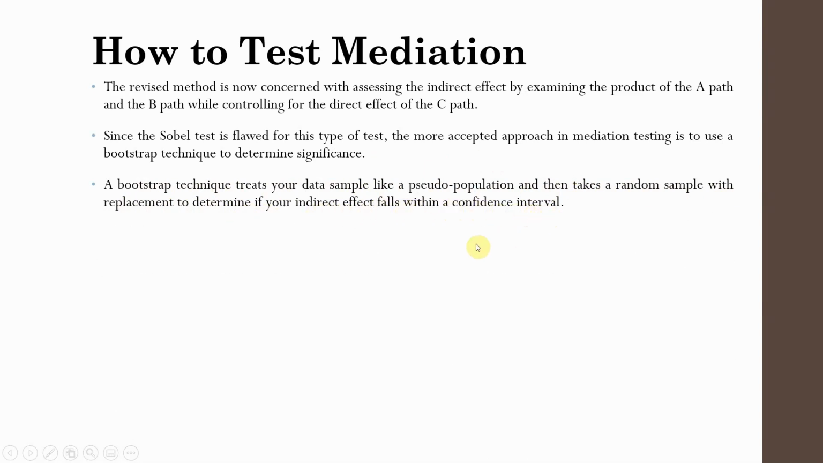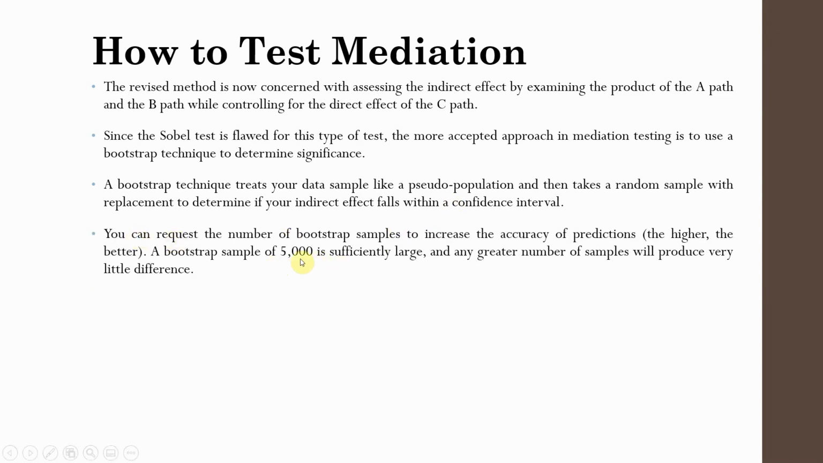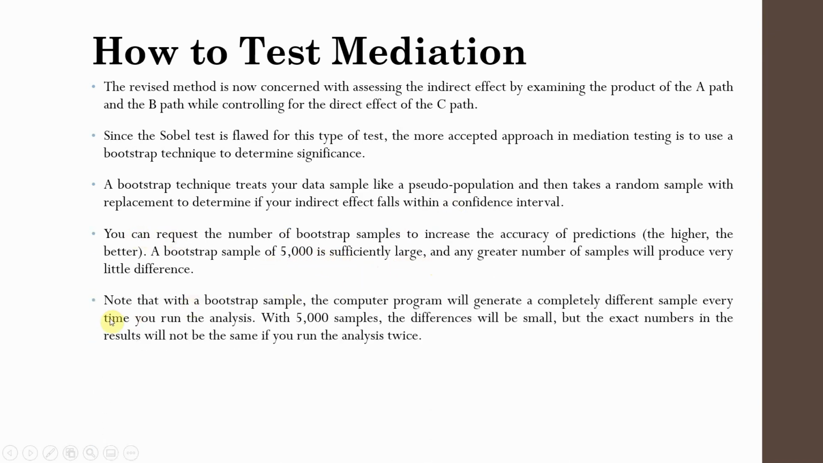So what you are doing is treating your whole sample as a new population, whereby through random number generation that particular sample is used to generate another sample. Maybe 5,000, 10,000, 1,000 or any number of bootstrap samples are generated. The normal recommendation is 5,000. Note that with the bootstrap, the computer program will generate a completely different sample every time you run the analysis. So every time you run your bootstrap analysis, you will have some differences in your results.